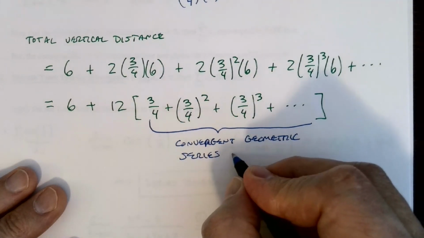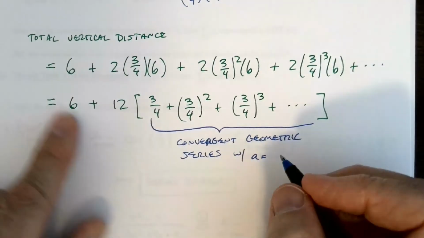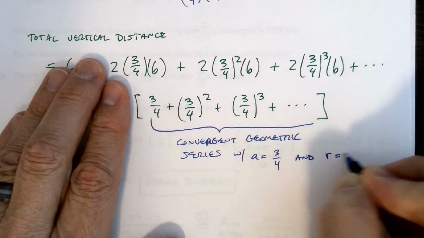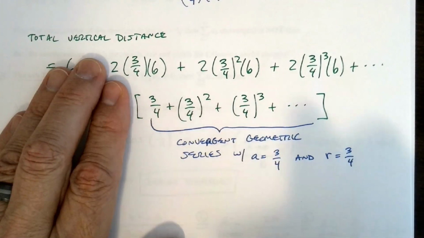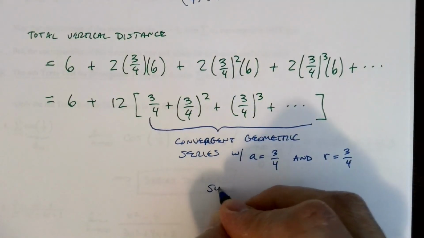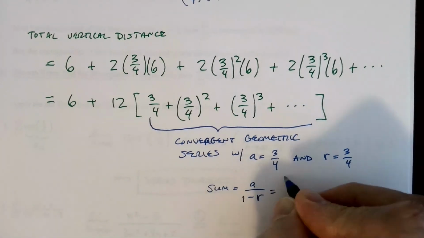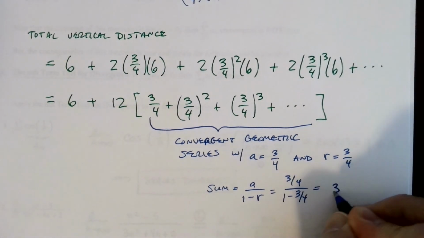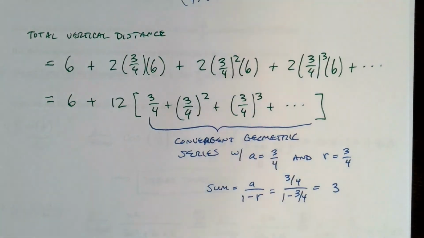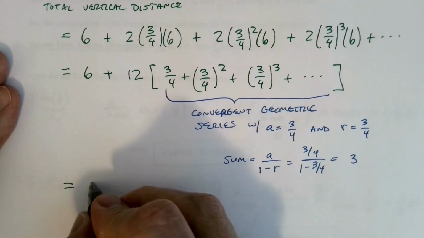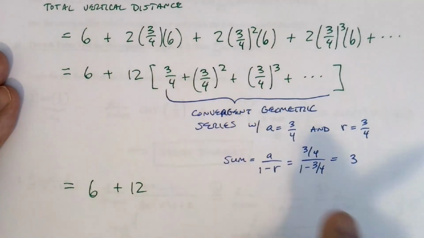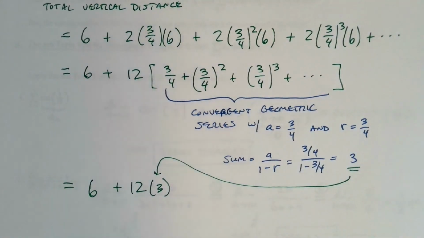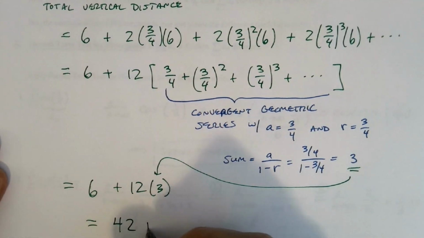Our first value in this particular series, this is separate, is 3/4. And what's the value of r? r is also 3/4. I multiply by 3/4 to get the next term that I'm adding up. And so the sum, a over 1 minus r, is 3/4 divided by 1 minus 3/4, which is 3/4 divided by 1/4, which is 3. And so what's our total vertical distance? 6 plus 12 times all of this infinite sum, which is 3. That's 36 plus 6, 42 feet.